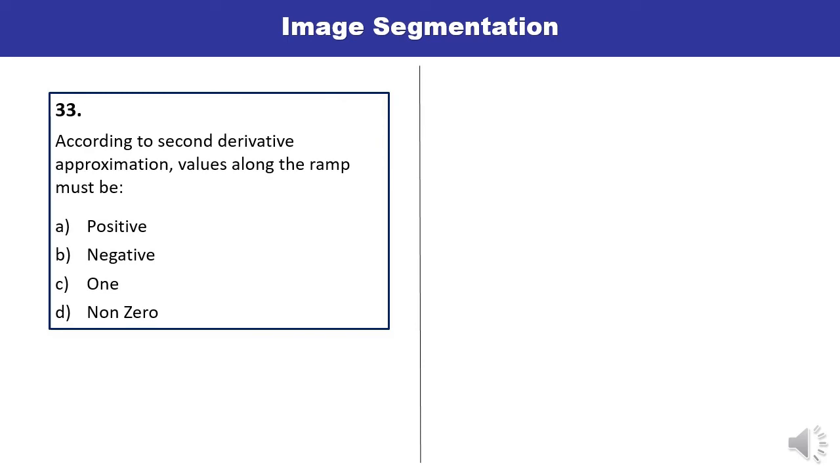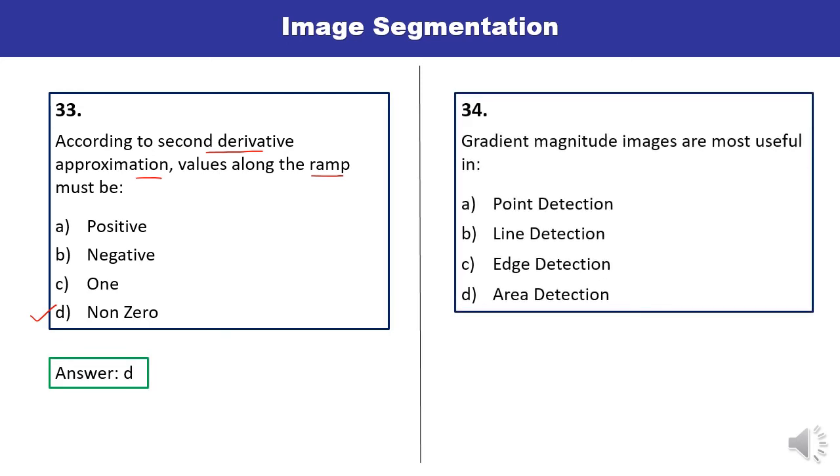Question number 33 is, according to second derivative approximation, values along the ramp must be positive, negative, 1 or non-zero. So these values must be non-zero. D is the correct answer. Question number 34 is, gradient magnitude images are most useful in point detection, line detection, edge detection or area detection. So gradient magnitude images are useful in edge detection. Correct answer.